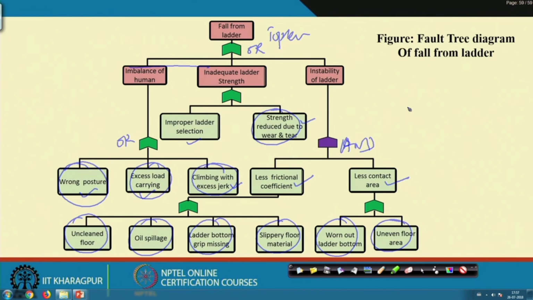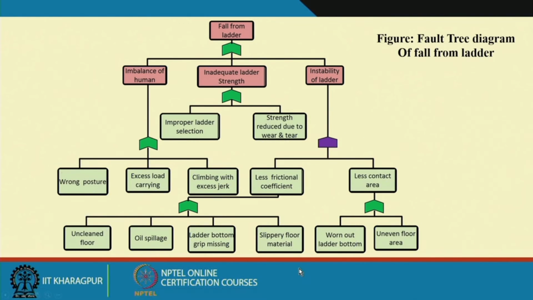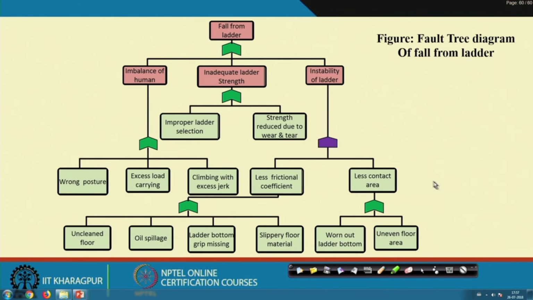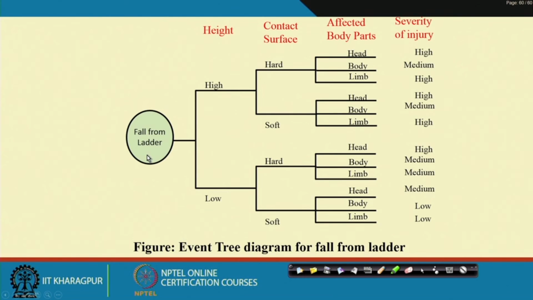Now, we will use an event tree to see what will happen when a fall from the ladder happens. Fall from ladder happens, then from which height is important, if it is high or low, contact surface where it falls, hard or soft, then affected body parts, head, body, limb. So, what happened? You just see you are getting different situations. Another one will be this, another is this.